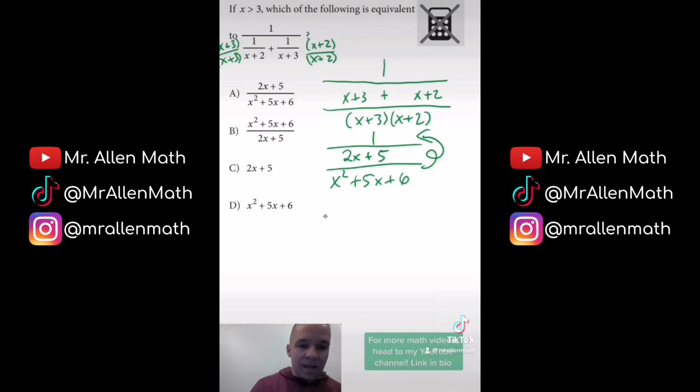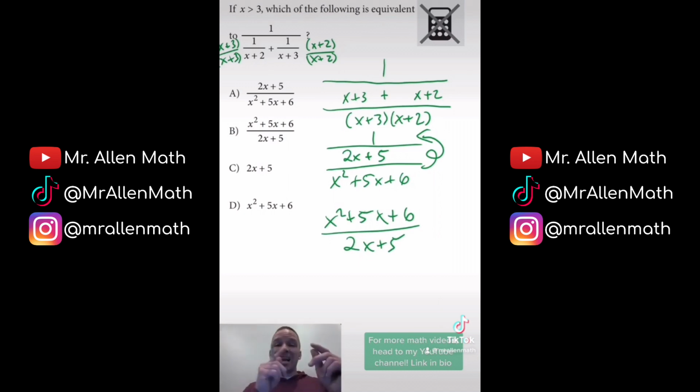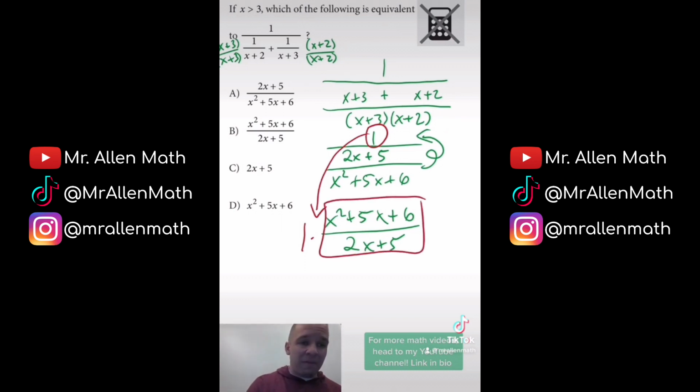I'm going to have x squared plus 5x plus 6 divided by 2x plus 5, because when I'm dividing by a fraction, I can multiply by its reciprocal. And I'm really going to have that 1 right out here to be 1 times that. But does that really matter if I'm doing 1 times that whole mess? No, it's not going to change anything. So this now is my final answer. The answer is B. And boy, that was awesome.